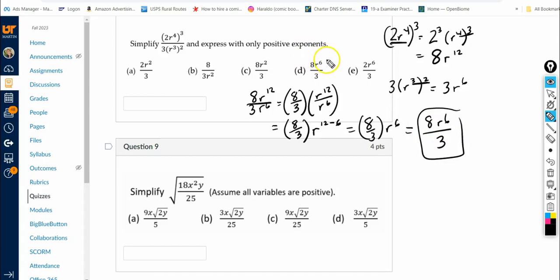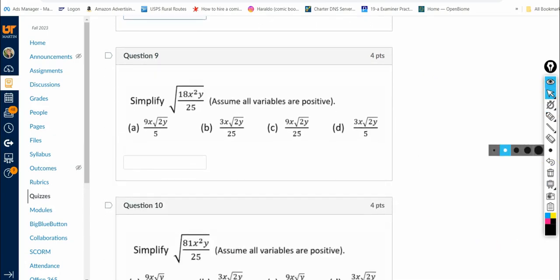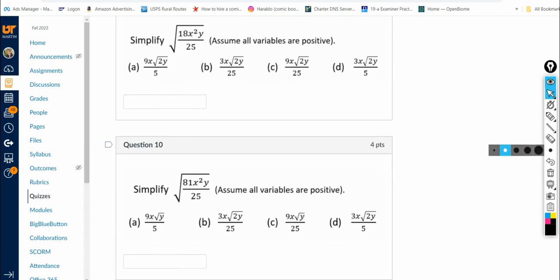Okay, and that is matching up with this one, which is D. My answer is D. Okay, let's see what we have here.